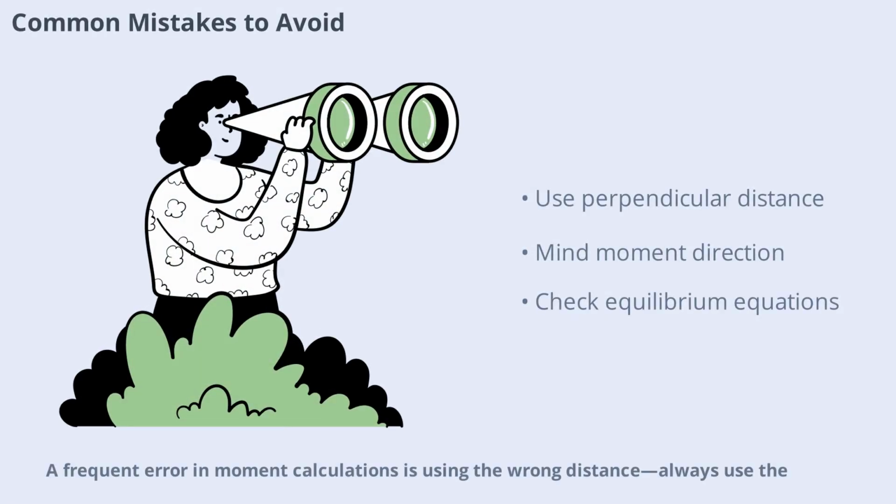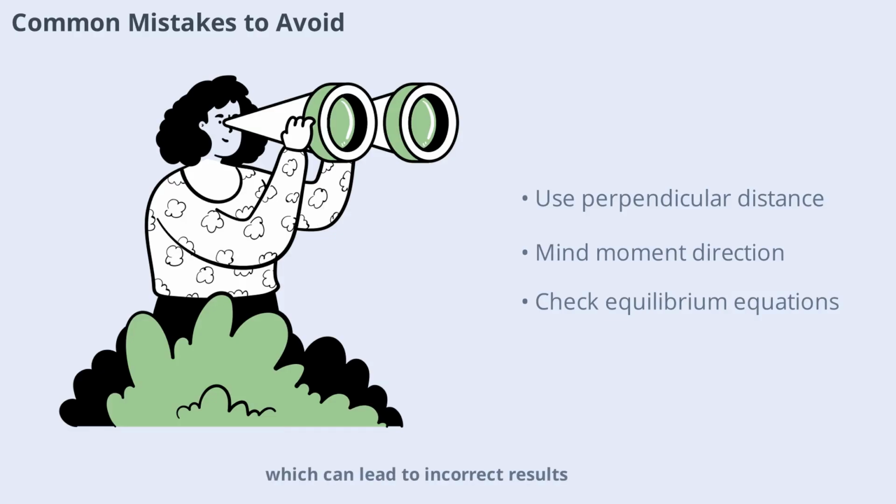A frequent error in moment calculations is using the wrong distance. Always use the perpendicular distance from the axis to the line of action of the force. Another mistake is neglecting the direction of moments, which can lead to incorrect results. Practice setting up equilibrium equations carefully and double-check your work for accuracy.